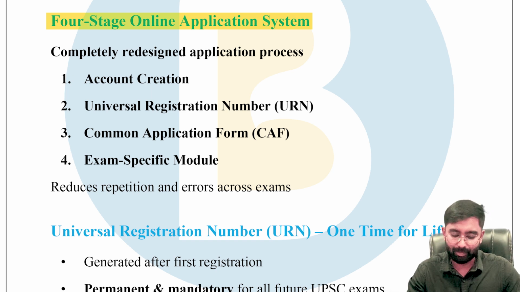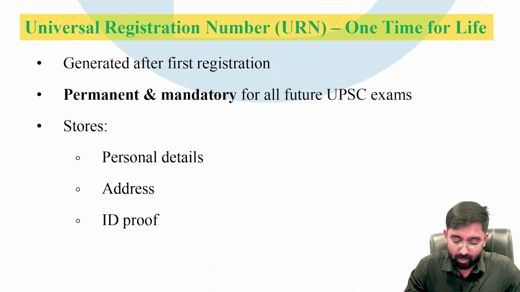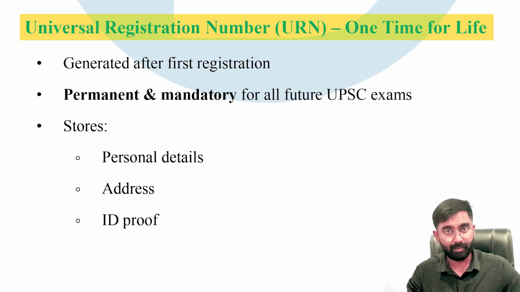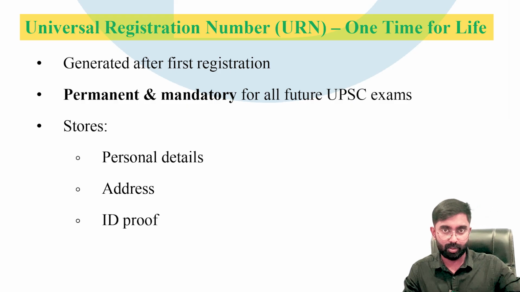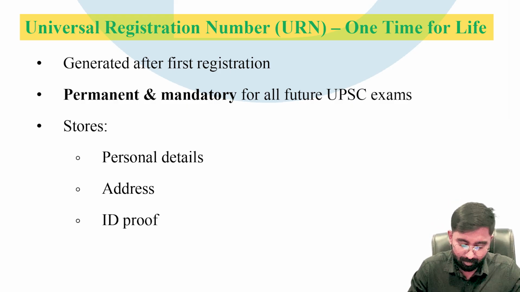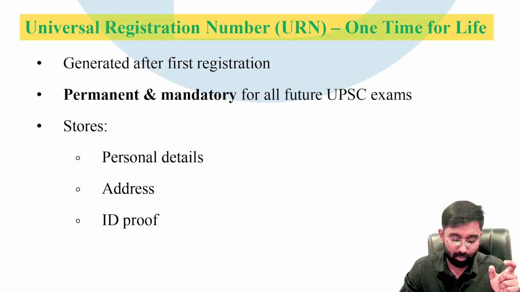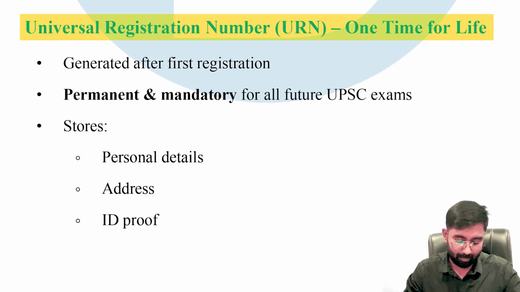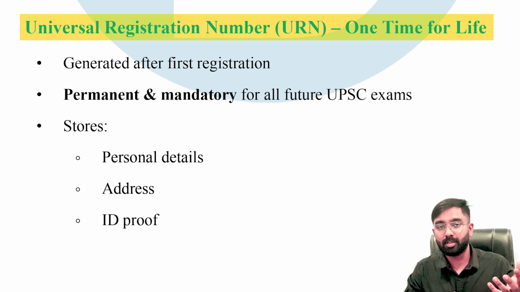Well, we'll see what that is, starting with the URN, right? The Universal Registration Number, which is the one-time registration for life and which is applicable for almost all the UPSC examinations that UPSC conducts. This is generated after the first registration of the aspirant, and it creates a permanent and mandatory URN account for the aspirant, which will be applicable for all future UPSC examinations. It is where it stores all the personal details, address, and ID proof of the aspirant. And once this URN is generated, the aspirant need not register every year.